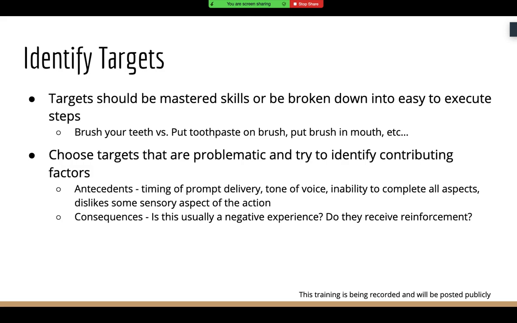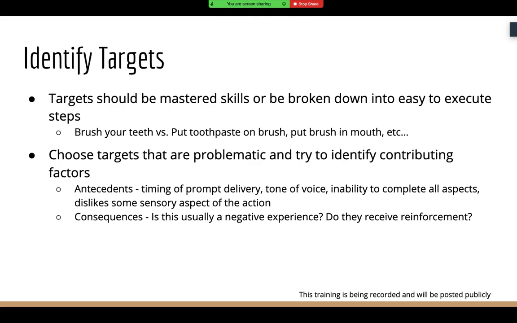And then something else that can really contribute is the inability of the child to complete all aspects of what you're asking. So this is again where I really recommend, for kids who are actively refusing specific activities, even if you know they know how to do it, you can break it down into smaller steps so that they will at least get started and hopefully then complete the behavior chain on their own.